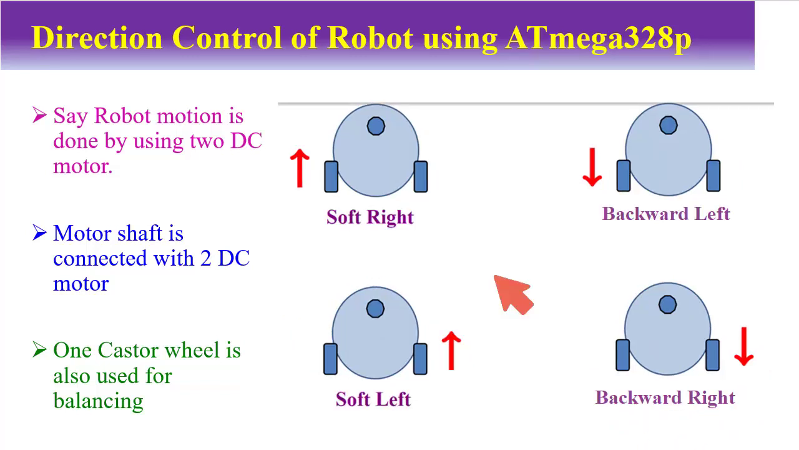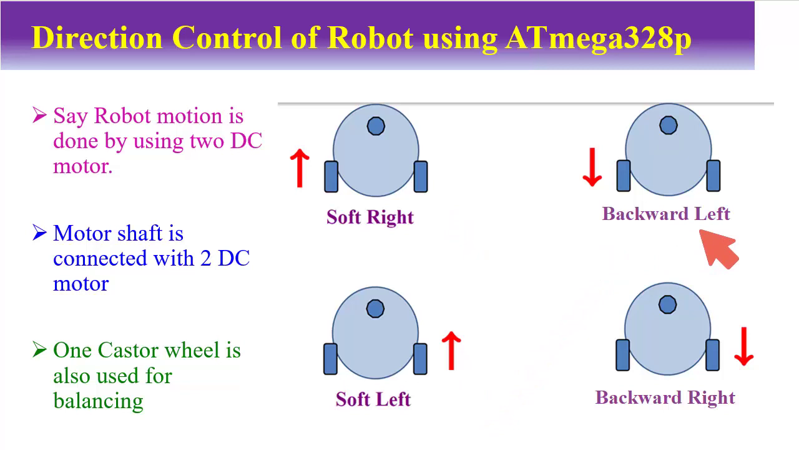These are another combination of wheel movements for controlling the robot motion. If the right side motor is in stop condition and the left side motor has forward movement, then the whole robot system will move to the right. And opposite of that, if the left side motor is in stop condition and the right side motor has a forward direction, then the robot will move in the left direction. These two are normally called soft right movement and soft left movement.